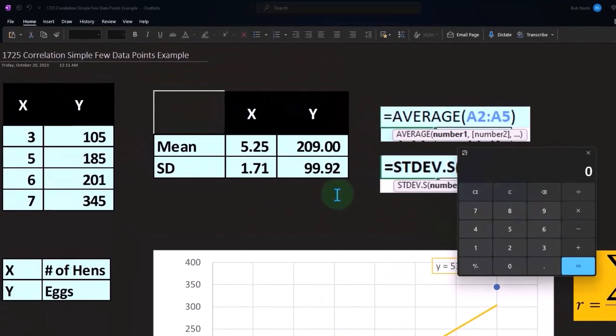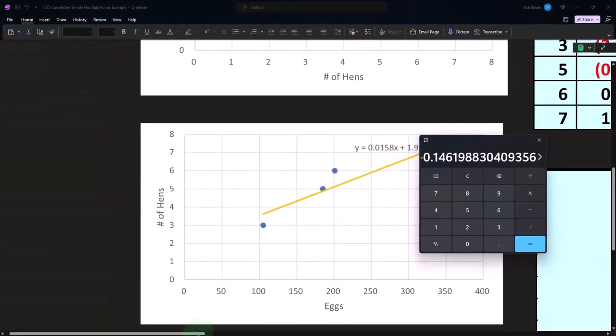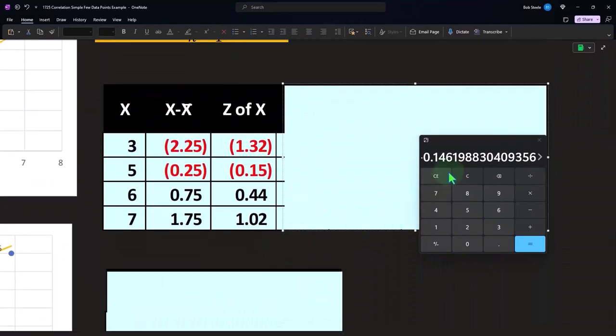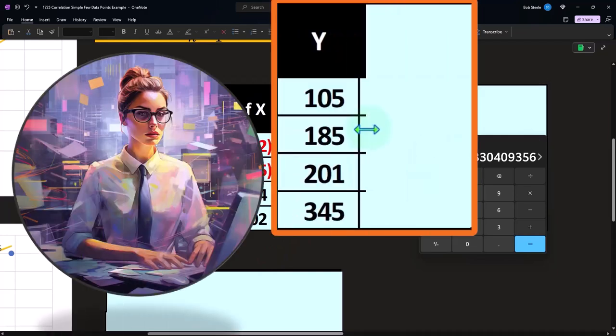So all we're doing now is the next step. We would say, okay, what did we do again? We took the 3 minus the 5.25 divided by the standard D, divided by 1.71. And then the next one would be 5 minus the 5.25 divided by the standard D 1.71, and so on and so forth. So we have those. Here's the second one, approximately 1.15.